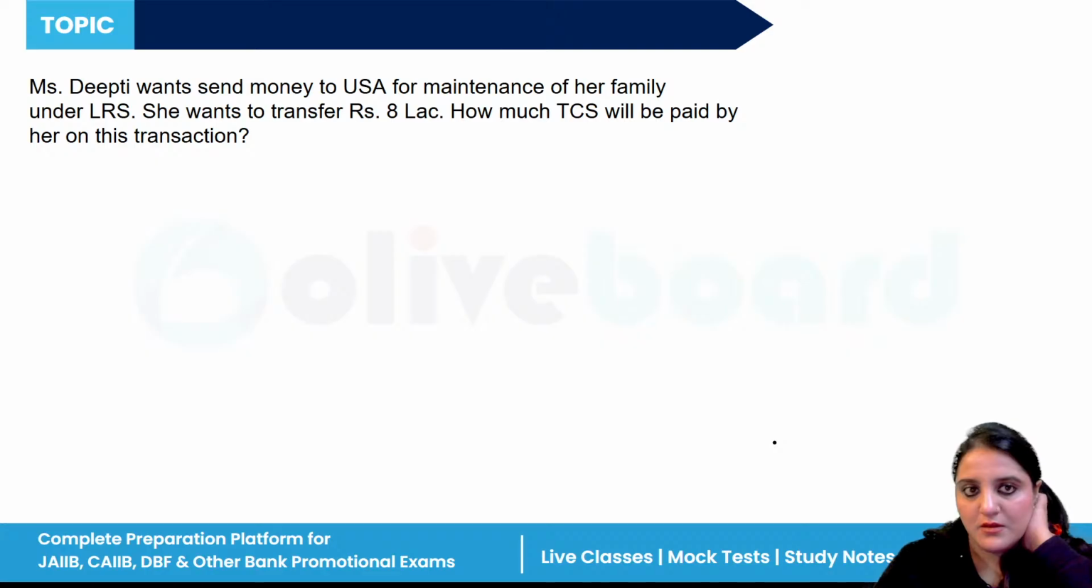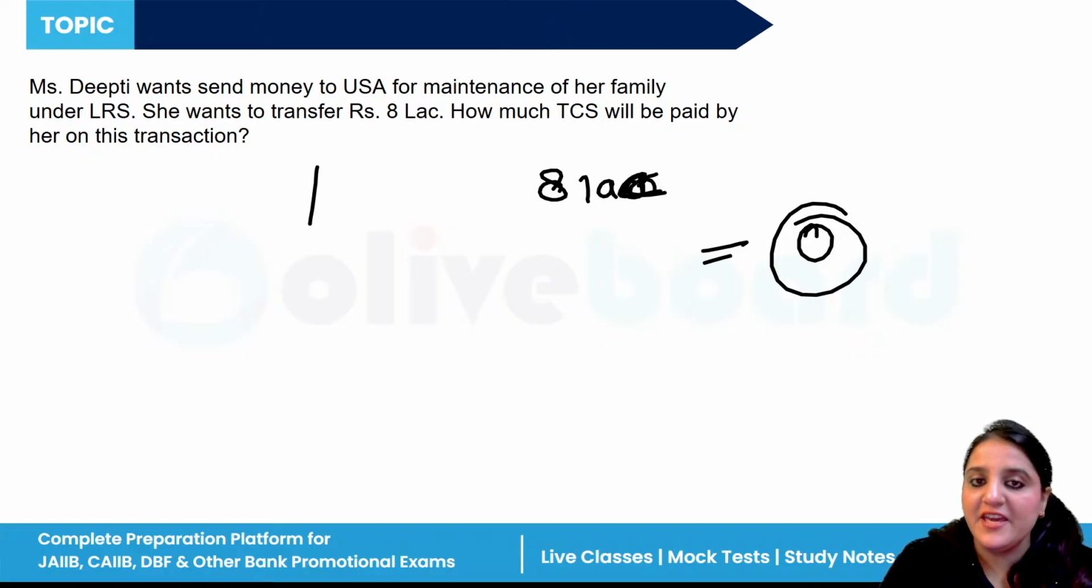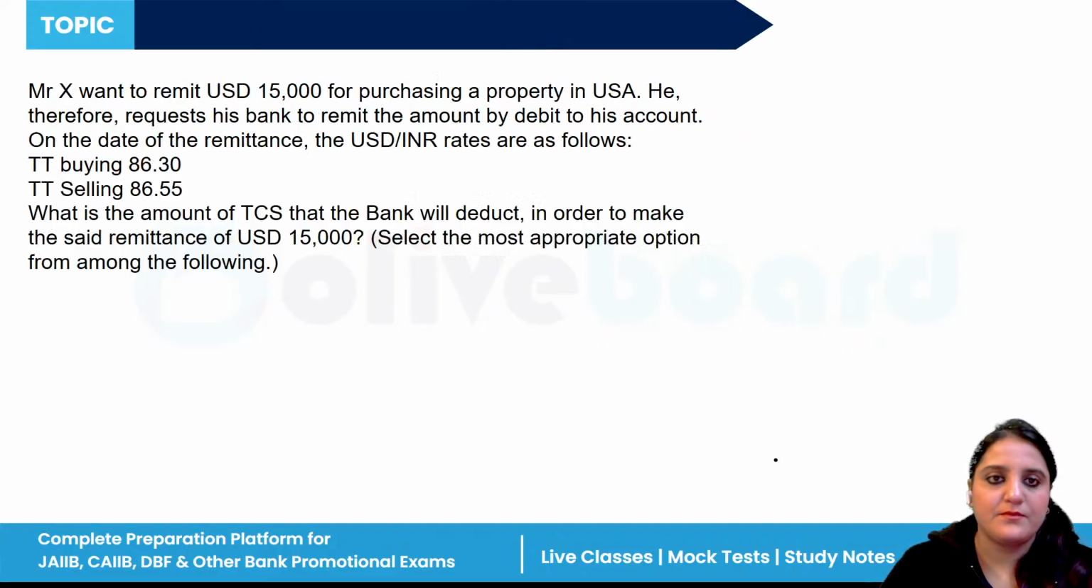Next question. Miss Deepthi wants to send money to USA for the maintenance of her family. She wants to transfer 8 lakh. So obviously 8 lakh is already below the 10 lakh, so obviously 0 rupees is deducted here. Here we have to write rupees 0, right? 0 rupees is deducted here.